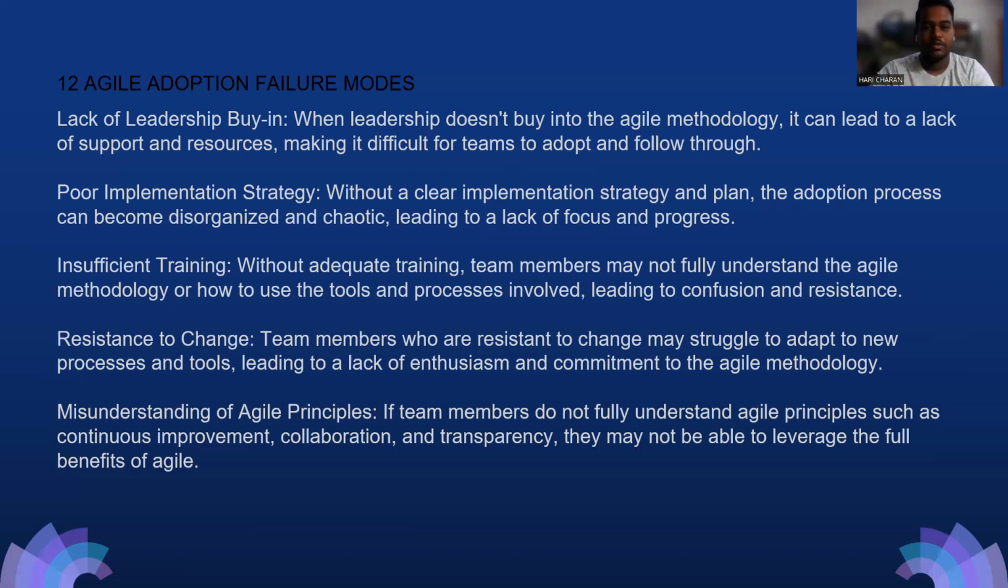So the other adoption failure mode is misunderstanding of agile principles. As we know, there are in total 12 agile principles, which we have learned before. If you want to implement a successful agile methodology in a project, you must understand the agile principles. If team members do not understand the agile principles such as continuous improvement, collaboration, and transparency, it may lead to the failure of the project. Why? Because a misunderstanding of agile principles will lead to a wrong way. So every employee who is working on the project, implementing agile, should know the main principles of agile.